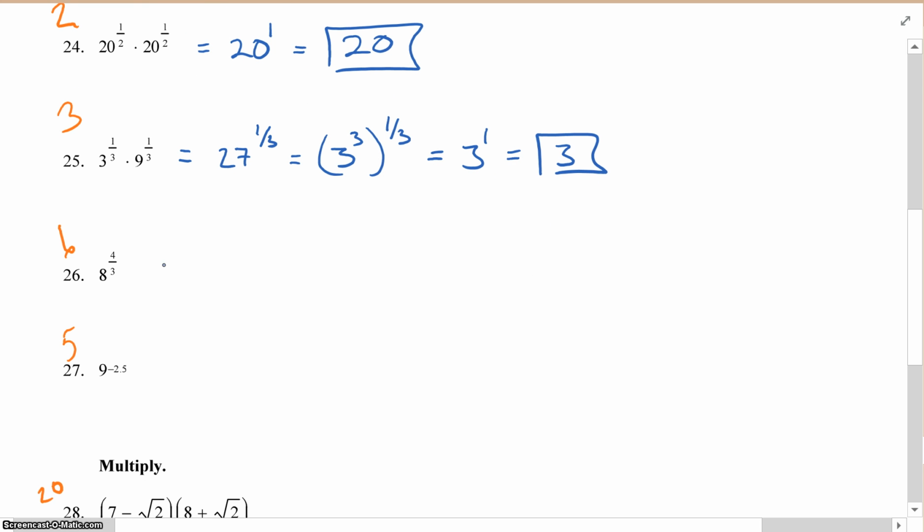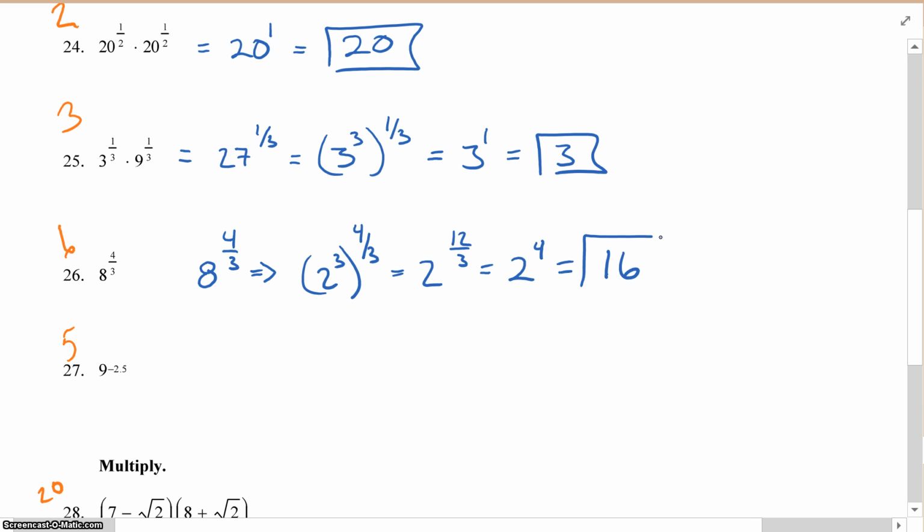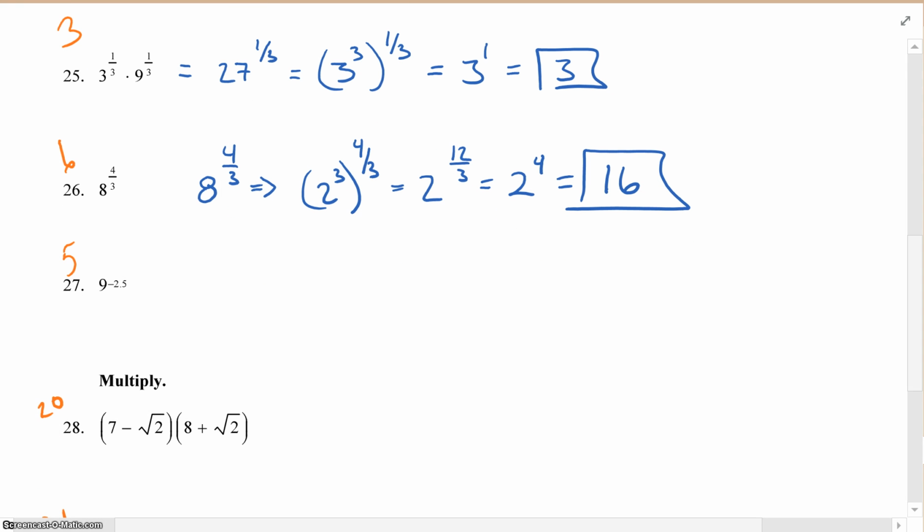Okay. The next one, 8 to the 4/3 power. Can we prime factor 8? Yes, it's 2 cubed, right? 2, 4, 8. So it's going to be 2 cubed to the 4/3 power. We can multiply it, and it's going to be 2 to the 12 over 3 power, which is going to simplify to 2 to the 4th power. 2 to the 4th would be 2, 4, 8, and then 16. So my answer is 16. Nothing too complicated yet. Okay, next one.